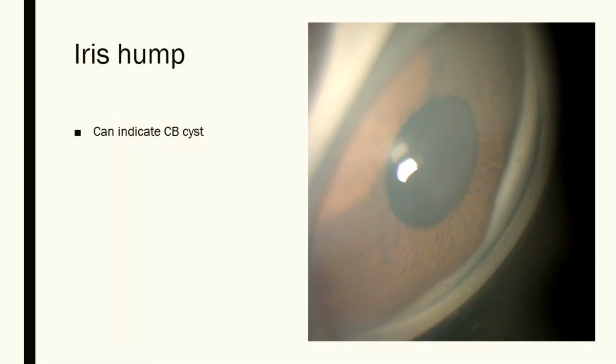This is an iris hump. As you can see over there, there's some kind of protrusion, but it's not PAS. So this can indicate a ciliary body cyst. Here again, you're seeing a closed angle, and on indentation, it shows some abnormality. Can anyone tell me what that is? Okay, it is a double hump sign. Yeah, so this is a plateau iris configuration.